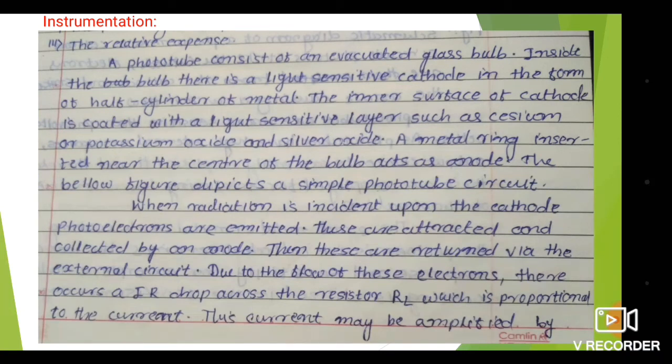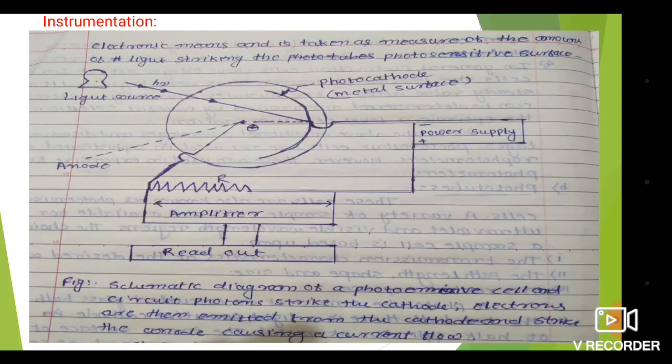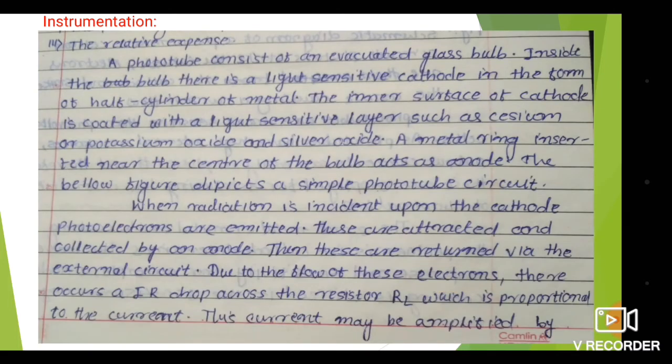A phototube consists of an evacuated glass tube or glass bulb. Inside the bulb there is a light sensitive cathode in the form of a half cylinder of metal. The inner surface of the cathode is coated with a light sensitive layer such as cesium or potassium oxide and silver oxide. A metal ring inserted near the center of the bulb acts as an anode. The figure below depicts a simple phototube circuit.